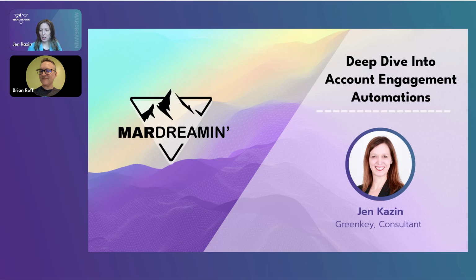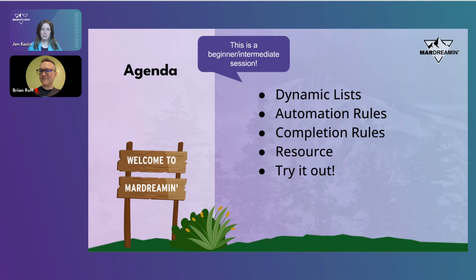All right. So I want to get started with my session, a deep dive into account engagement automations. Here are the items that I'm planning to talk about. We're going to talk about dynamic lists, automation rules, completion actions. I want to explain a resource that I have for you. And then we have a try it out session, a little challenge, 5 questions.